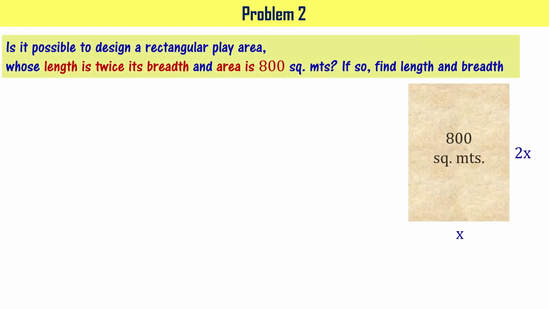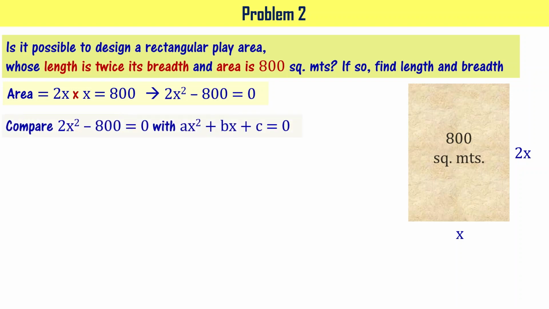Is it possible to design a rectangular play area whose length is twice its breadth and area is 800 square meters? If so, find length and breadth. The play area looks like the one shown in the figure. Width is x and length is 2x and area is 800 square meters. We know that area of rectangle can be written as length times width. It means 2x times x equal to 800. When you simplify it, you get 2x square minus 800 equal to 0 as the quadratic equation, right?